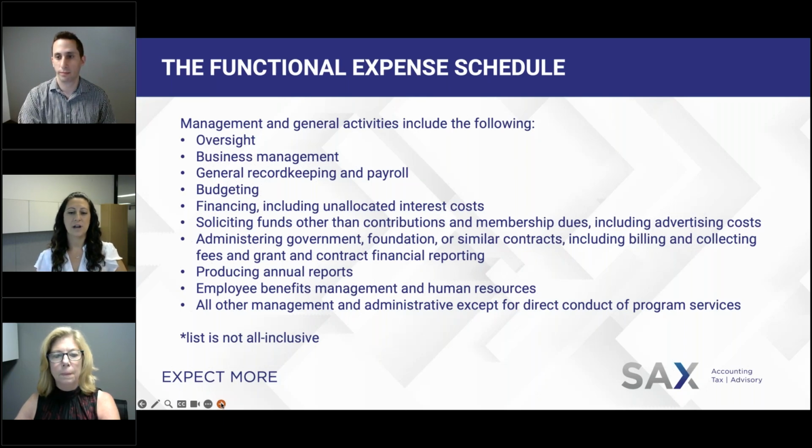Things like producing your annual reports, the HR function and employee benefits management. These are all services and time that you spend that should be allocated to the G&A column when you look at a functional expense schedule.